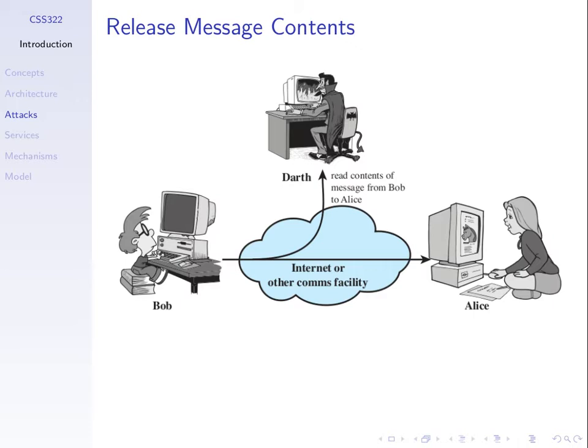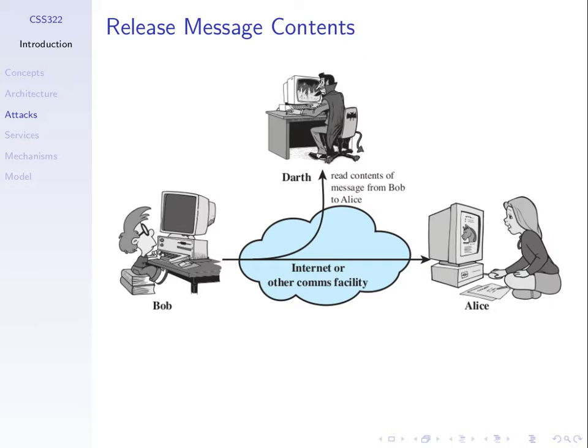Okay, so Bob has sent an exam to Alice, and Alice is going to print that. Darth is a student who's taking the subject of the exam that's just been sent. When Bob sends the message to Alice, Bob wants to make sure that no one else can see the contents of that message. If this third user, Darth, can read the contents of the message that Bob sent to Alice, then this malicious user has performed an attack on the system.